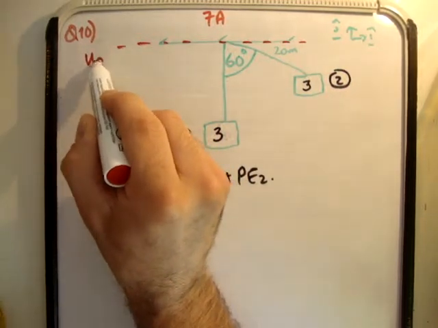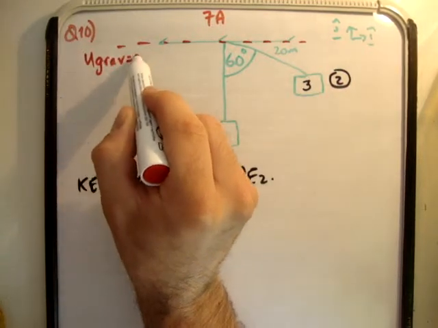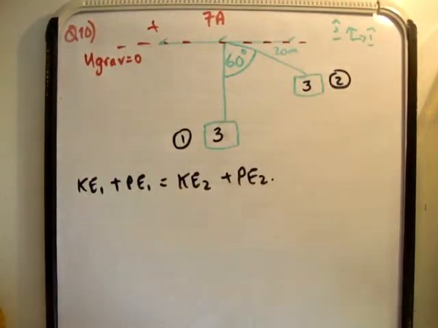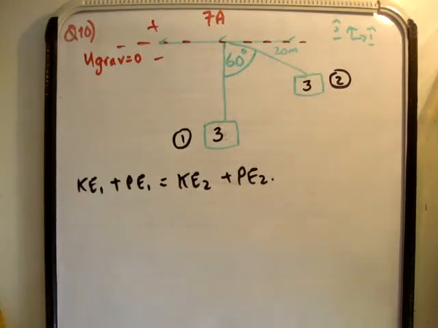So I'm going to say U_grav is equal to 0. That means anything above that line is positive gravitational potential energy and anything that's below it is negative. That means the gravitational potential energies at point 2 and point 1 are both negative. So let's apply what we know.